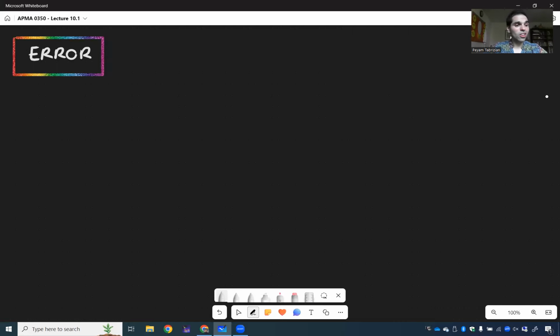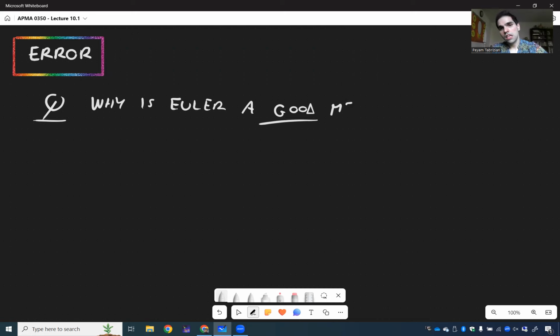All right, today is all about the good, bad, and ugly of Euler's method. And first, you want to answer the question, why is Euler a good method? We'll define what good means in that context. And in particular, why does it give you a good approximation of your solution?